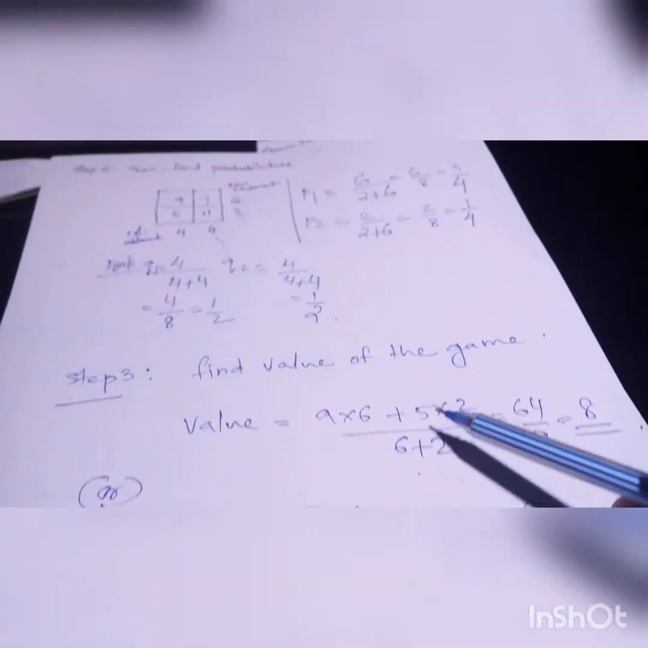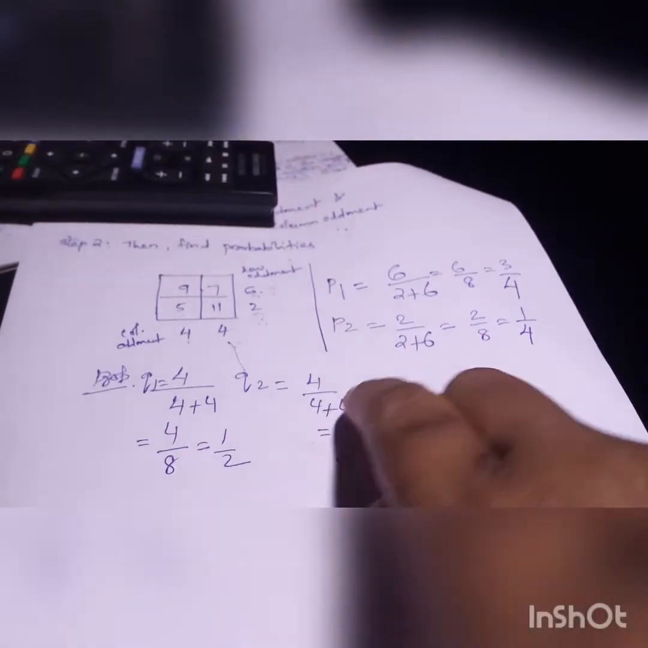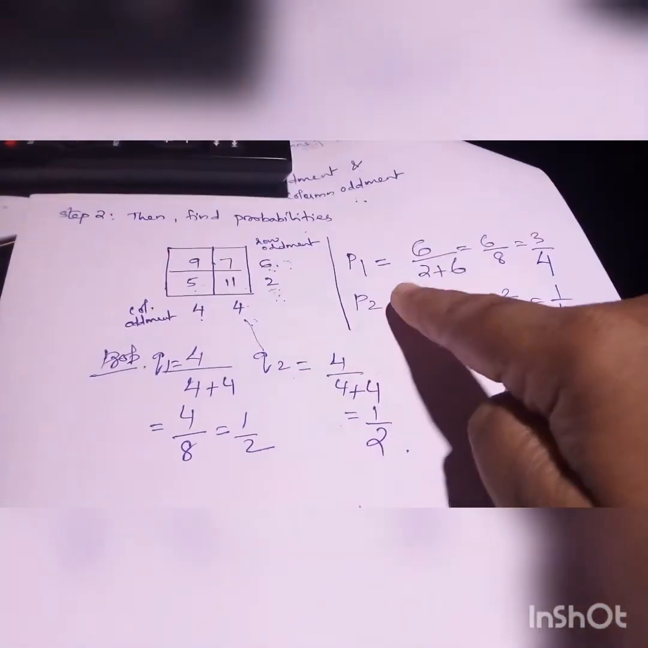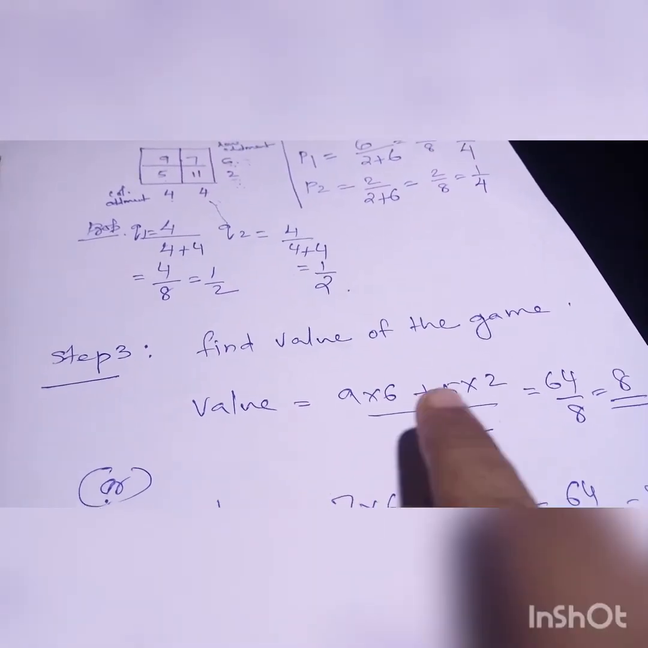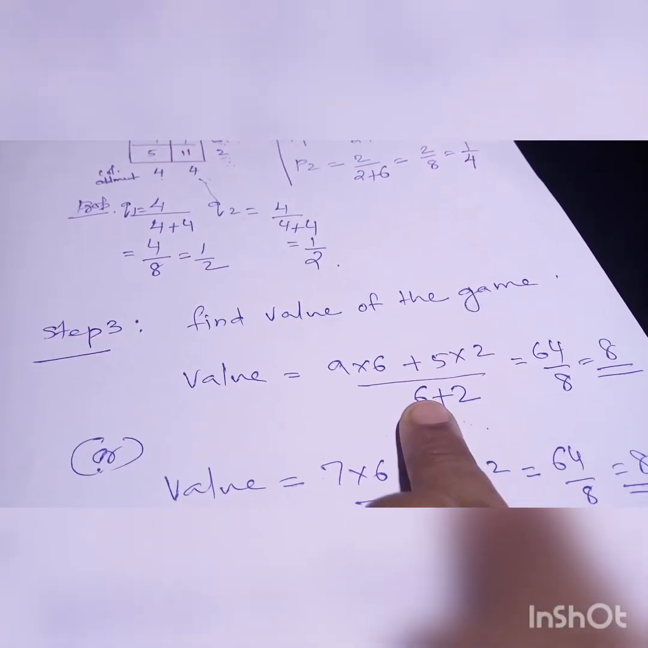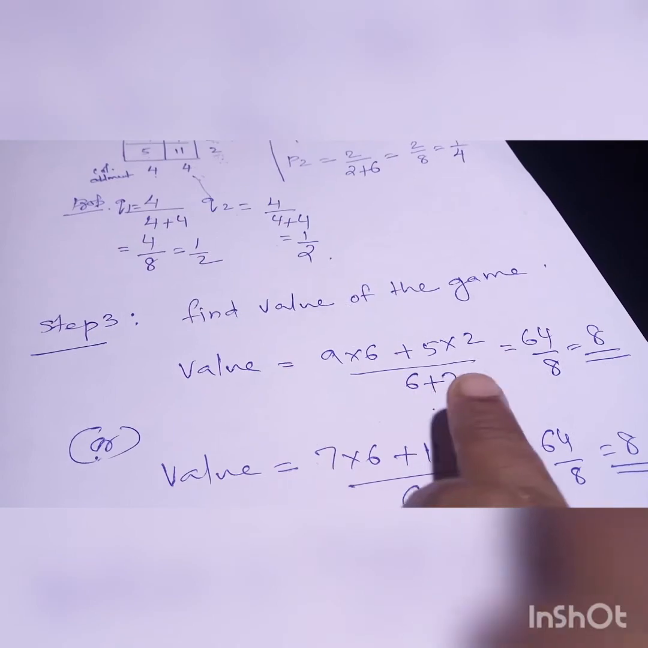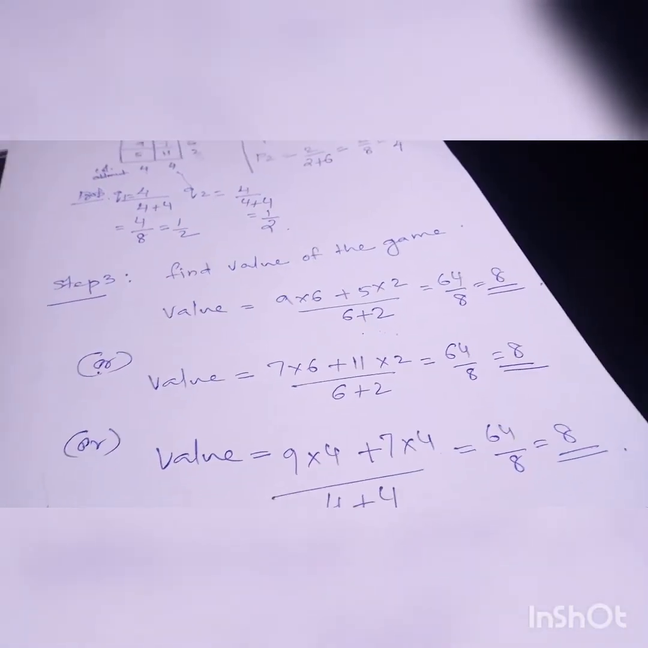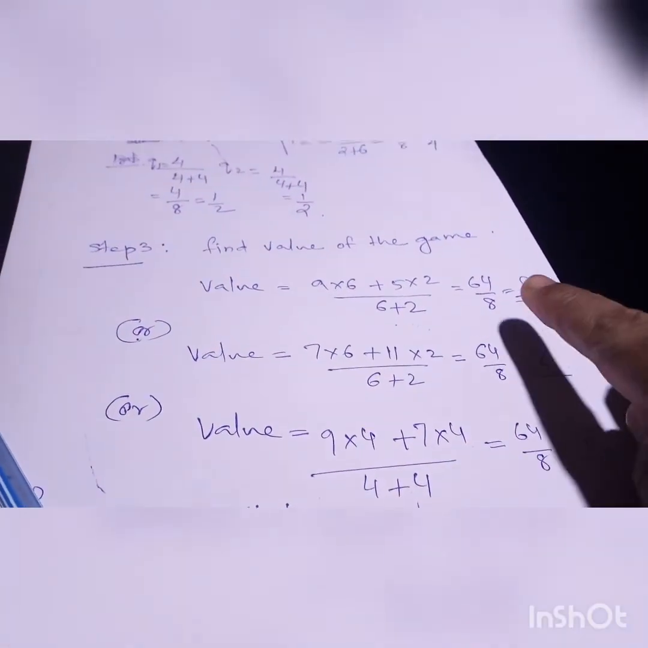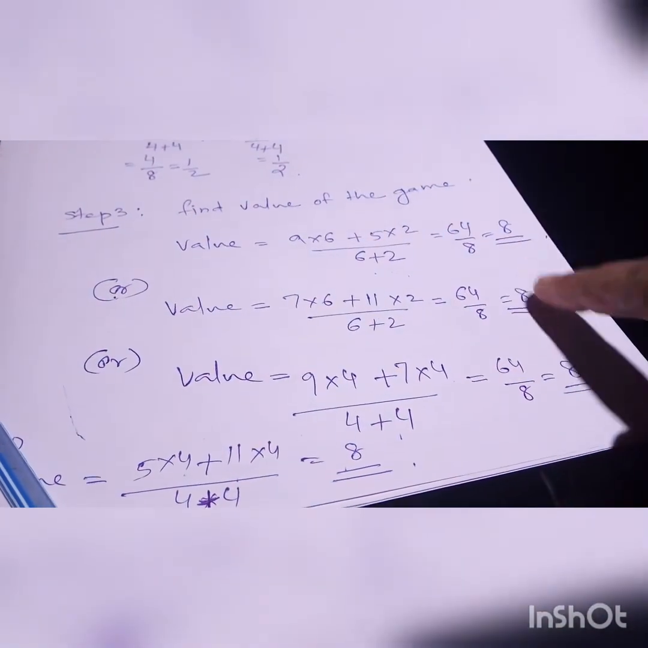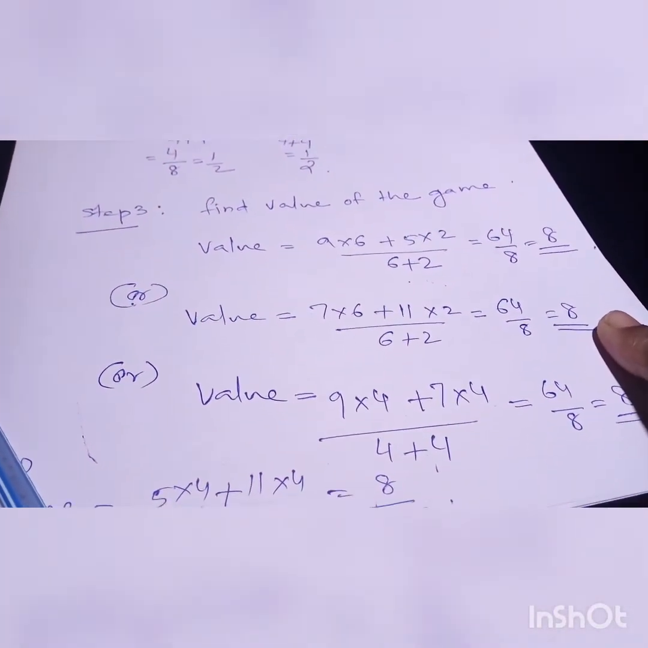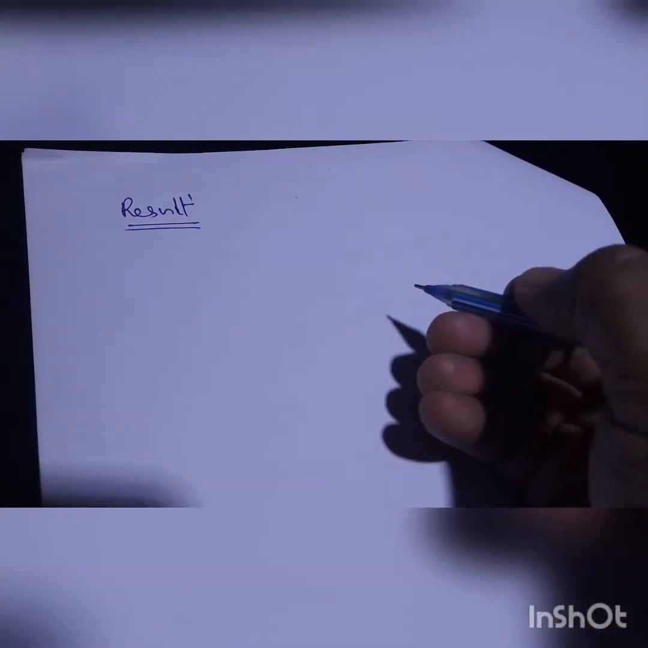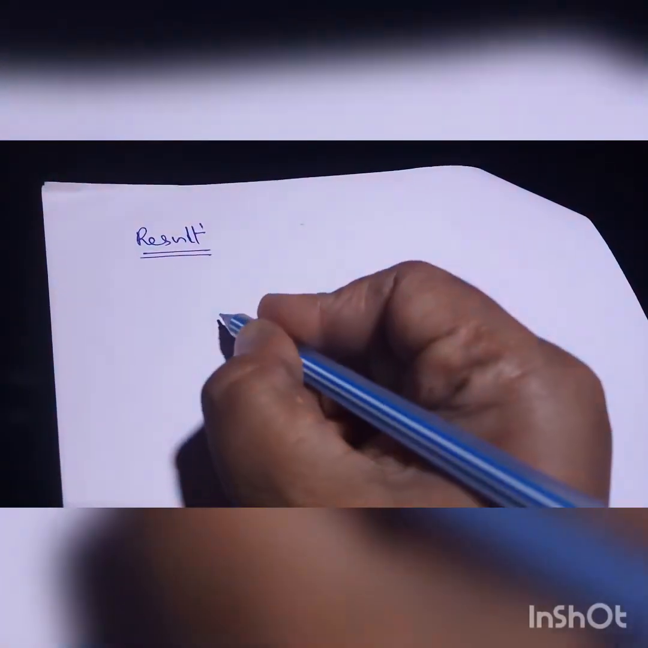Now we found the oddments. First we found the oddments and the probabilities, and after finding the probabilities we have to find the value of the game. That's the third step. For finding the value of the game, 4 possibilities are there. Any one possibility you can take and all the values should be the same. See here, all the values we got as 8. So the value of the game is 8. Okay. Now we have to come to the final solution.